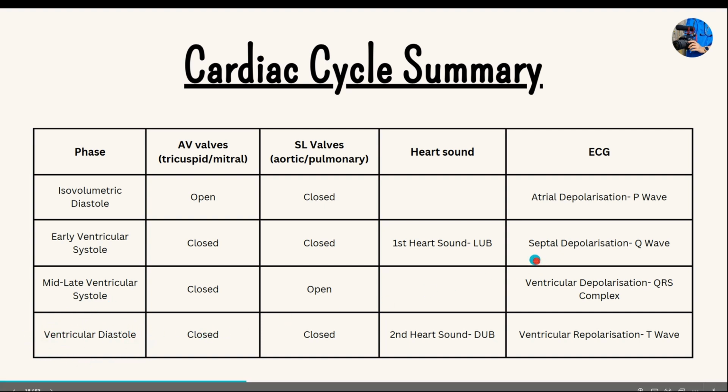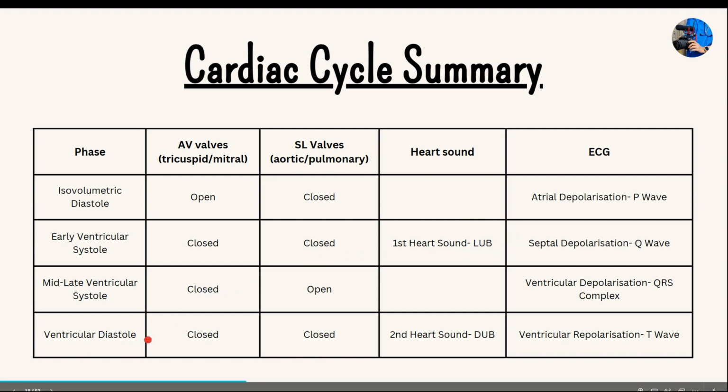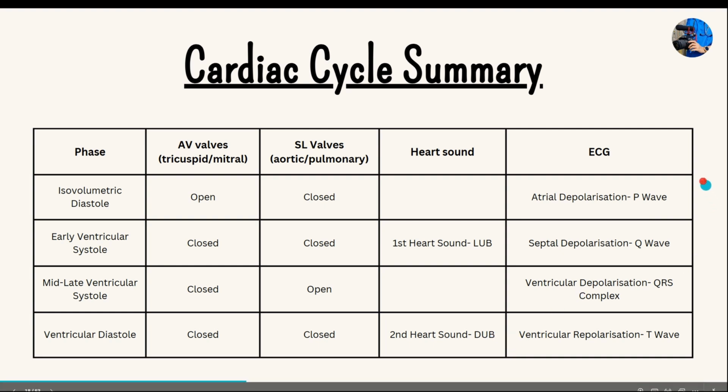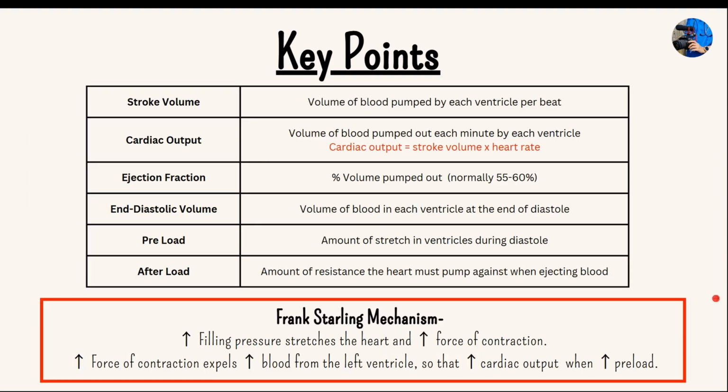And throughout that, you want to remember that the heart sounds come from valves closing. So when we get into early ventricular systole and your tricuspid and your mitral valves close from being open, you get a lub sound. And then later on, as part of ventricular diastole, when your aortic and pulmonary valves go from open to close, you get the second heart sound being dub. And you can see how this correlates to the ECG waveform. I hope that this summary can help get things straight in your head.